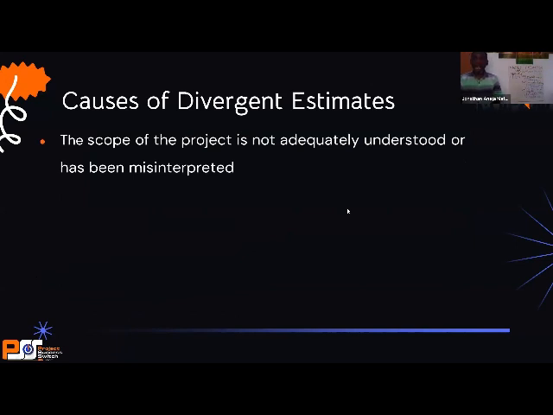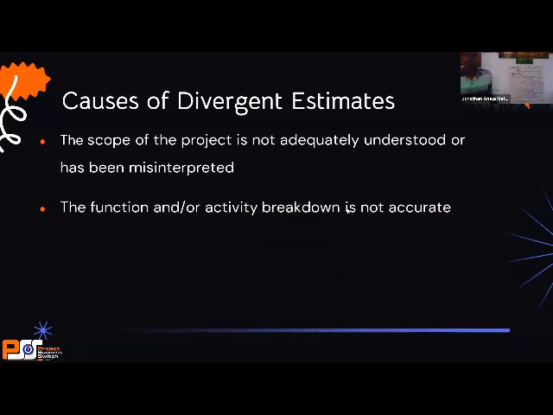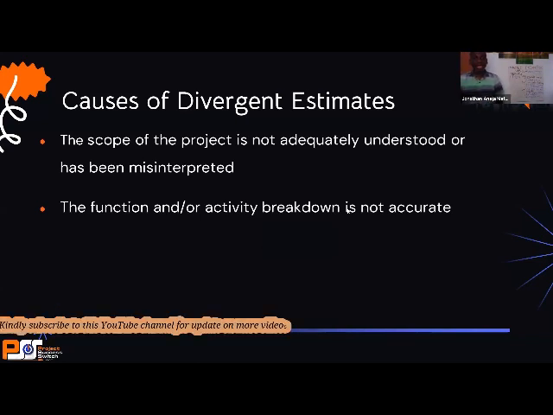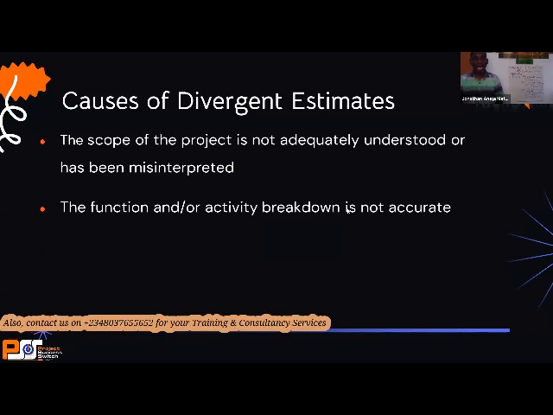So immediately you try to look for expert judgment and the divergence is too much, then you need to go back and ask yourself a question: have I communicated the scope well? Communicating the scope, like I told you, is the work you want to do. Do I understand the work I want to do? And do the people also understand the work I want them to do? You have to quiz that and you have to investigate that. Then next is that the function and activity breakdown is not accurate.